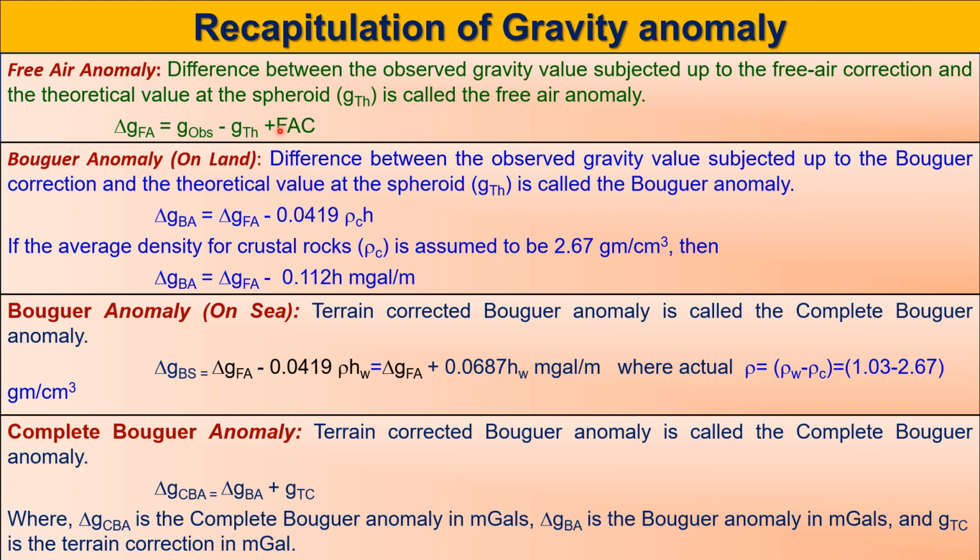So what is the logic behind addition and subtraction? Always remember one thing: if the station is above the base, the free air correction has to be added. If it is below, it has to be subtracted. Similarly for land, if the station is above the sea level datum, the Bouguer correction has to be subtracted. And for the Bouguer anomaly on the sea, that value has to be added with the free air correction. In that way, the free air anomaly actually mimics the topographical effect. The Bouguer anomaly is comparatively smoother.